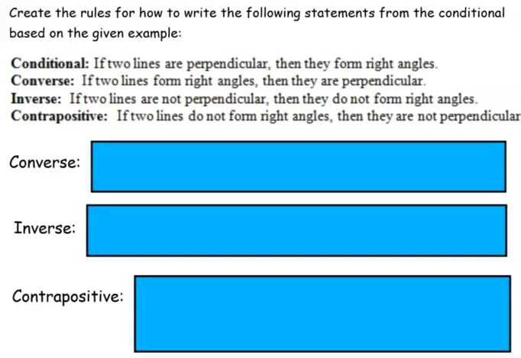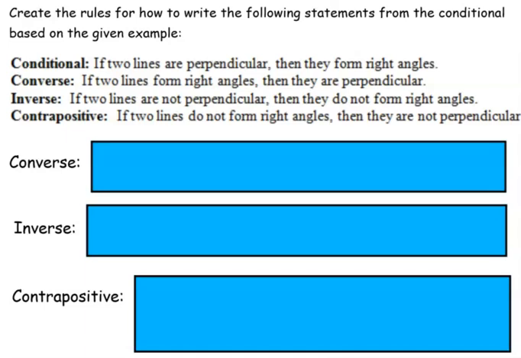We have what are known as conditional statements, these if-thens, but we also have converse, inverse, and contrapositive, which are different ways to work with these if-then statements. This part is asking you to create the rules for how to write the following statements from the conditional, based on the given example. If the conditional says if 2 lines are perpendicular, then they form right angles, the converse says if 2 lines form right angles, then they are perpendicular.